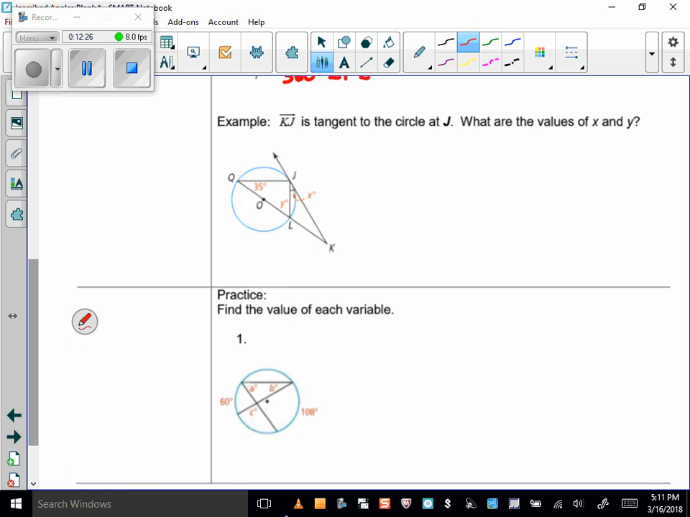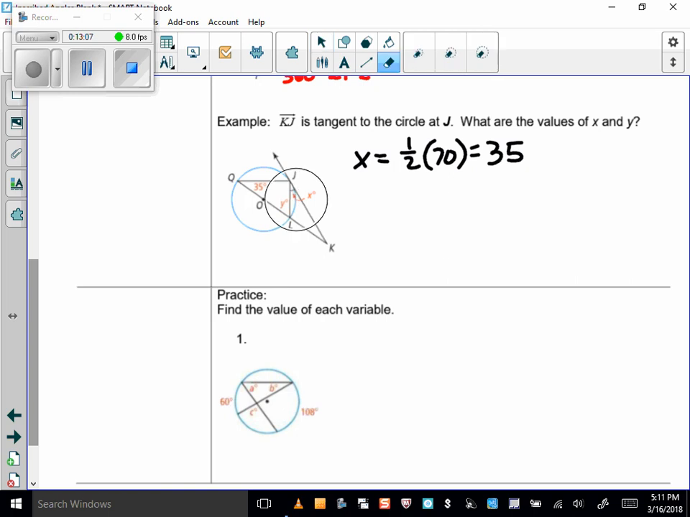So if this angle Q is 35 degrees, let's look at it this way. 35 degrees, then here's the intercepted arc, right? So I know that arc right there has to be 70 degrees. Now I got to erase that so I can see where X is in there. X. So if this arc right here is 70 degrees, then that little angle is half of that, right? So X has got to be half of 70, which is going to be 35. Okay. So that's how we get that one.